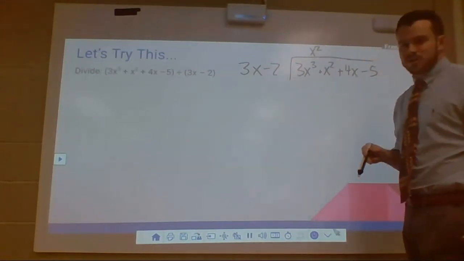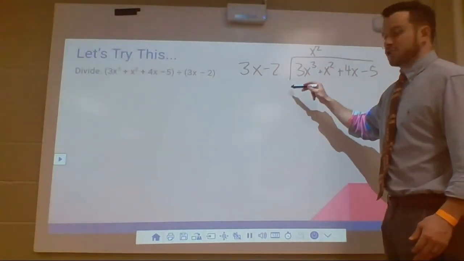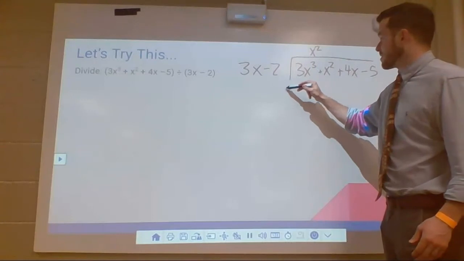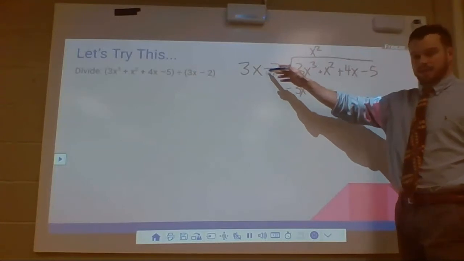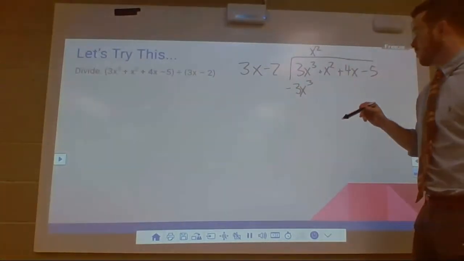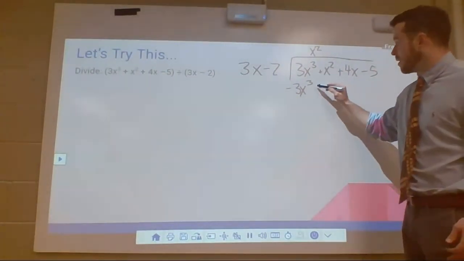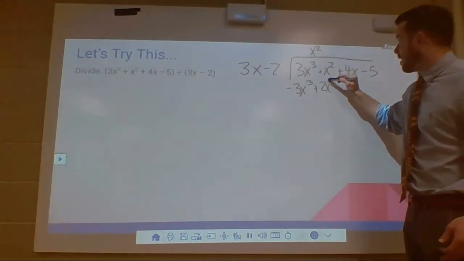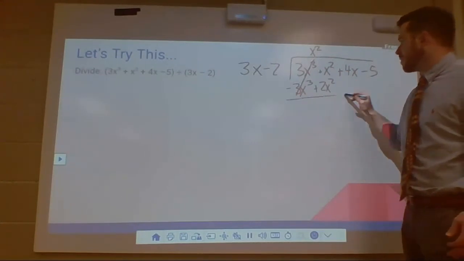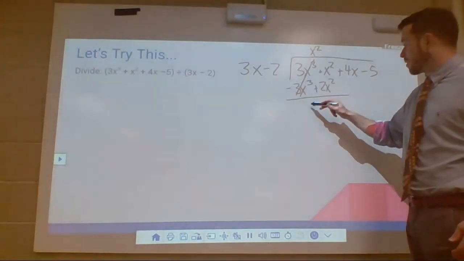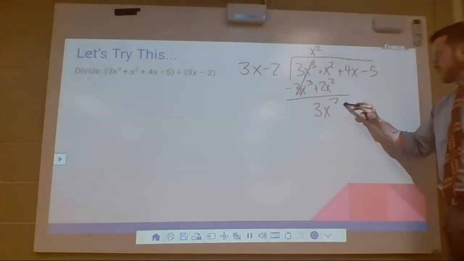So 3x times x squared, that is positive 3x cubed. But remember, we're going to change that sign from positive to negative. So I'm going to say negative 3x cubed. And then we're going to look at the negative 2. Negative 2 times x squared, well, that's negative 2x squared. Change the sign of negative 2x squared, you get positive 2x squared. We're adding 2x squared. So now this will cancel out. Then we're going to say x squared plus 2x squared, that's 3x squared. And then we're going to drop down this next term, plus 4x.